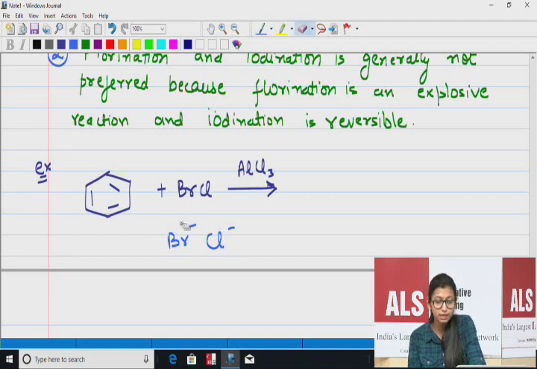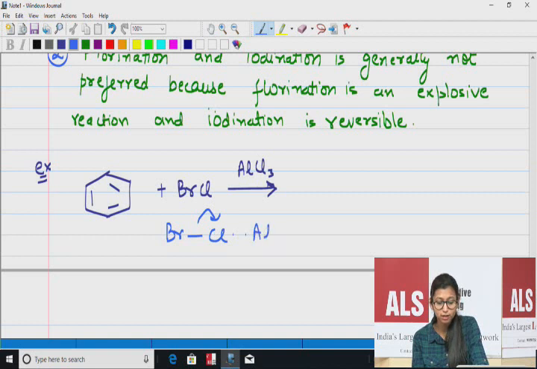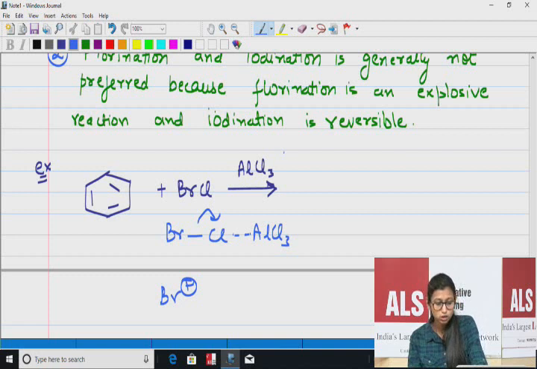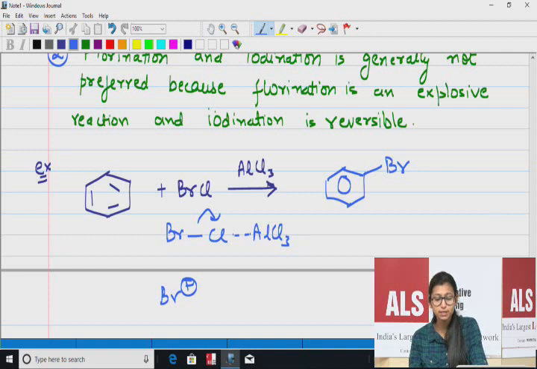If I want to break the bond here, what will happen this time? Okay, see, I have a Br, I have chlorine. If I want to break the bond, I know that more electronegative is chlorine, so it will take the electron towards itself. Again, the same thing, with the AlCl3 it will form the bond. So ultimately, I will get Br plus as the electrophile. Once I get the electrophile, I know the rest of the part, okay? So what is the answer in this case? It's bromobenzene, okay? You got it? Everyone? Bromobenzene will be the answer.